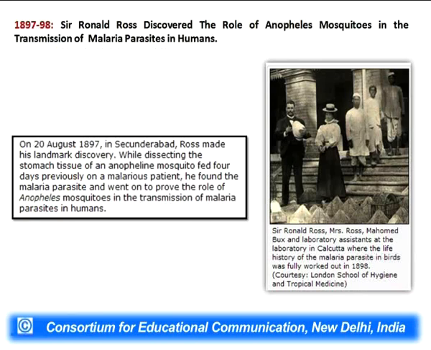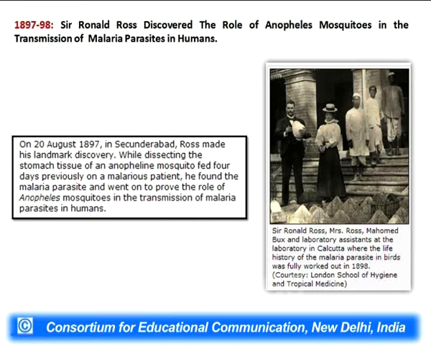1897 and 98, Sir Ronald Ross discovered the role of the Anopheles mosquito, which acts as the vector for transfer of this disease from one human being to another. And to our pride, this research work was done in India. He worked actively in his Secunderabad lab and his Calcutta lab. In the picture on the right hand side, you can see Sir Ronald Ross with his wife, along with the lab assistants who assisted him in finding this malarial parasite vector.